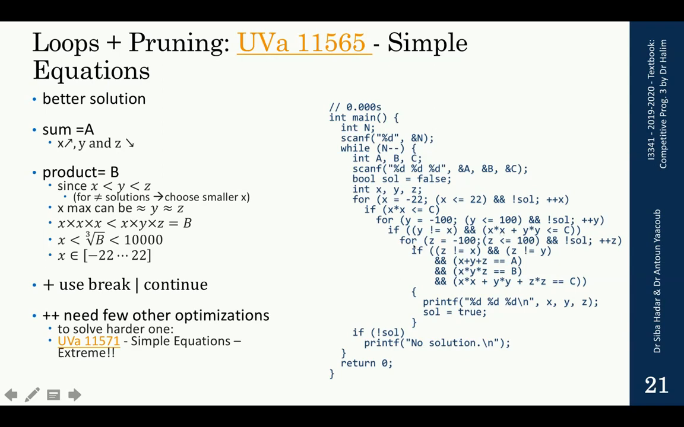And after the for z loop also, I have to check whether I am checking for different x, y, and z. And at last, I check for the three equations. And in case everything is okay, I print and I say that I found a solution.